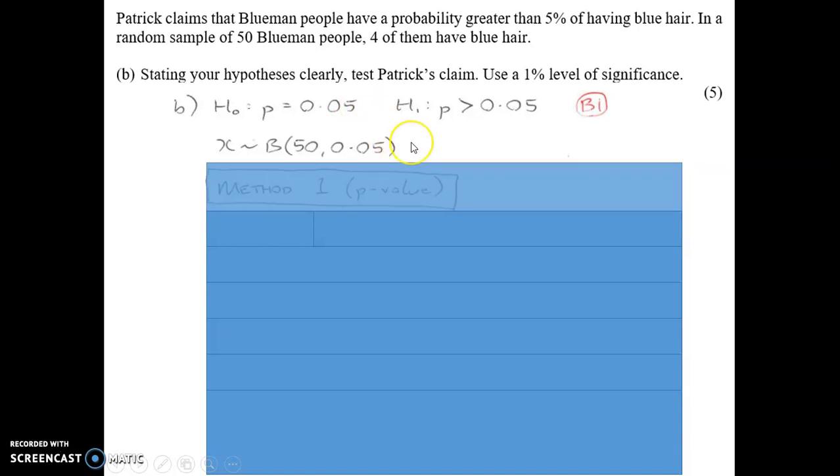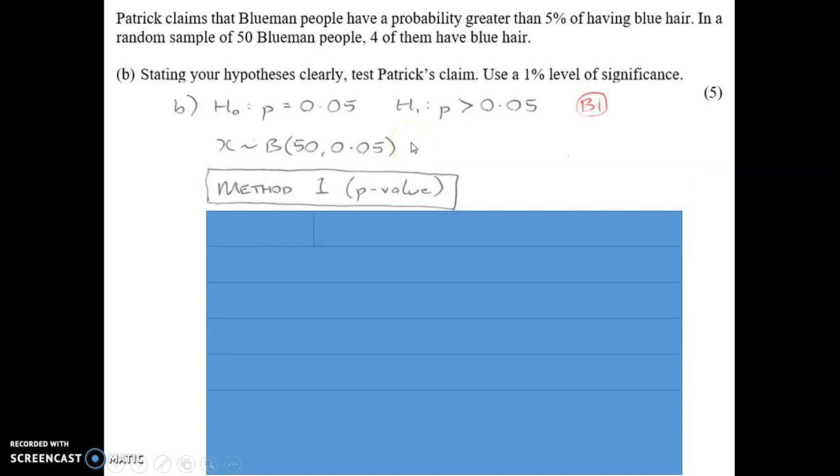And then to do the hypothesis test, there's two very different approaches. The first one I'm going to go through is the p-value method. I would suggest it's the more efficient method, but I would recommend making sure you understand the critical region method perhaps before you start using this one.